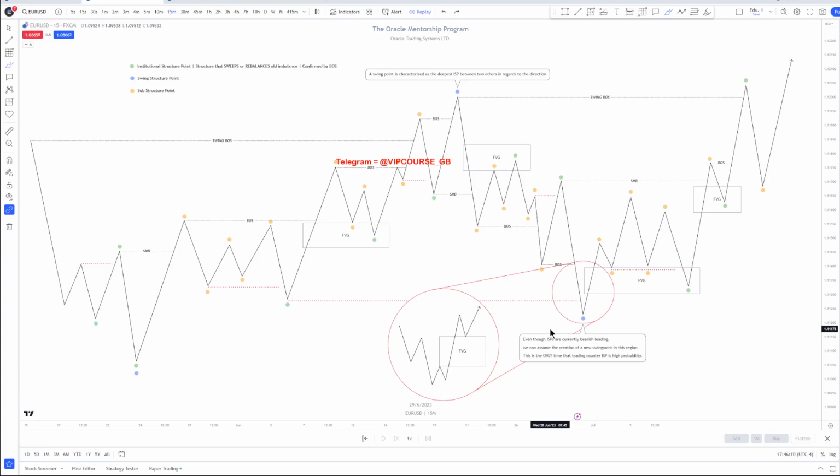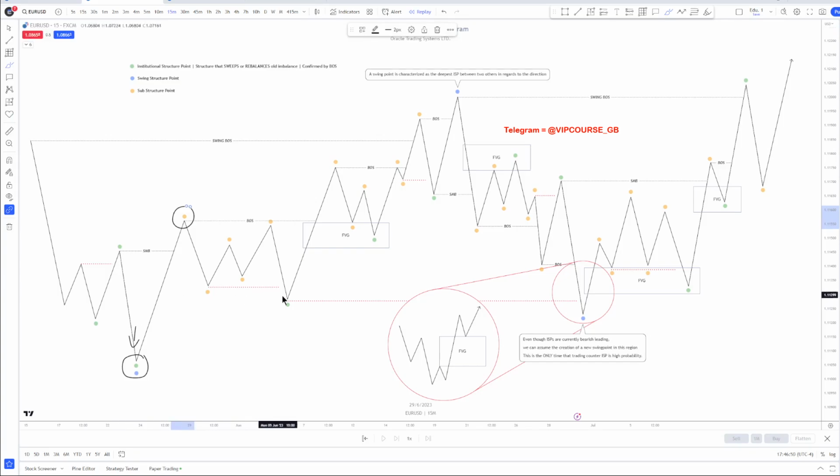A good question to ask is, well, what is a break of structure? A break of structure cannot be a simple break of sub. It needs to be a break out of the leg or of the previous institutional leg, okay? So for example, here we have an institutional structure point, which we will now refer to as ISPs. We have an ISP here, and this pushed price up and created a high here, okay? Now, what is a break of structure?